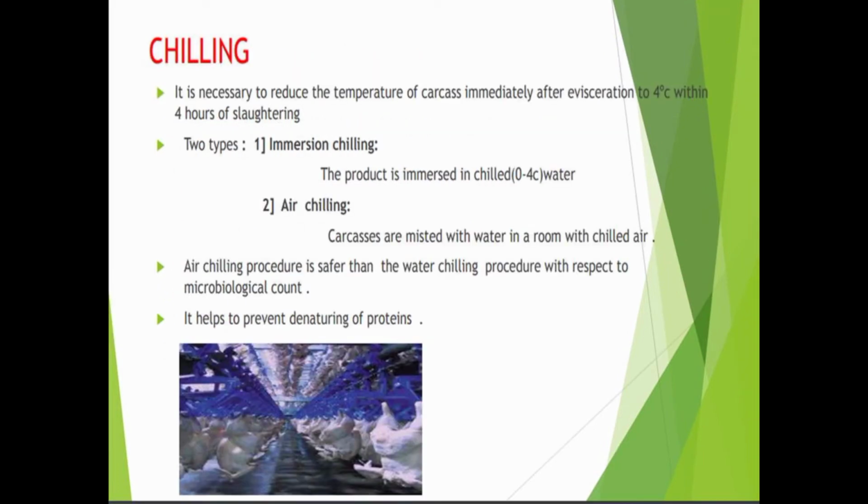So next, we have chilling. It is necessary to reduce the temperature of the carcass immediately after evisceration to 4 degrees Celsius within 4 hours of slaughtering. There are two types of chilling: immersion chilling and air chilling. In immersion chilling, the product is immersed in chilled water. In air chilling, carcasses are misted with water in a room with chilled air. Air chilling is safer than water chilling with respect to microbial count. It helps to prevent denaturing of proteins.